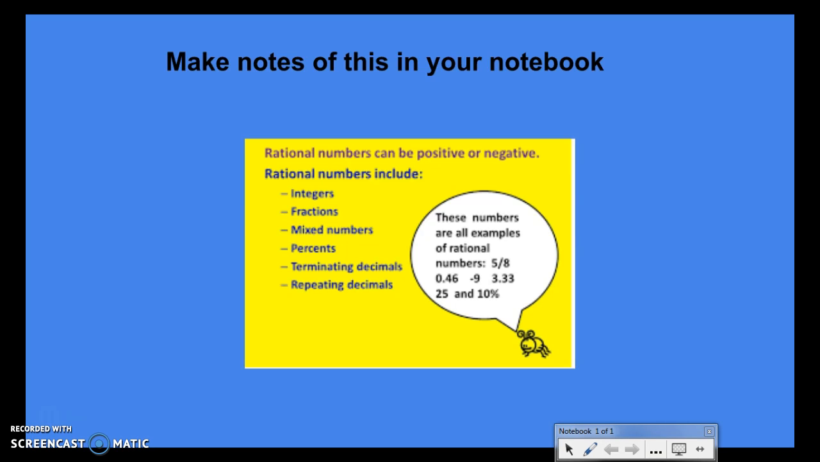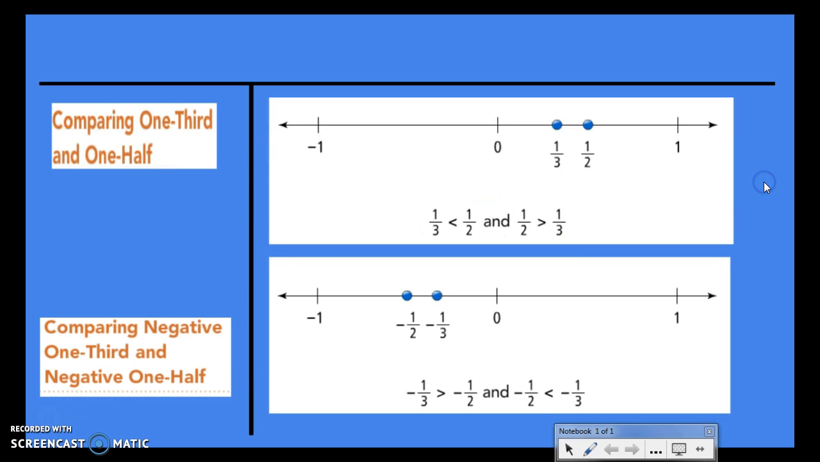So here is something else you can copy down. Rational numbers can be positive or negative. Rational numbers include integers, fractions, mixed numbers, percents, terminating decimals, repeating decimals, etc. These numbers are all examples of rational numbers: 5/8, 0.46, -9, 3.33, 25, and 10%. Again, copy this into your notebook so you have a really good reference before we move on. Alright, you're going to copy this into your notebook as well.